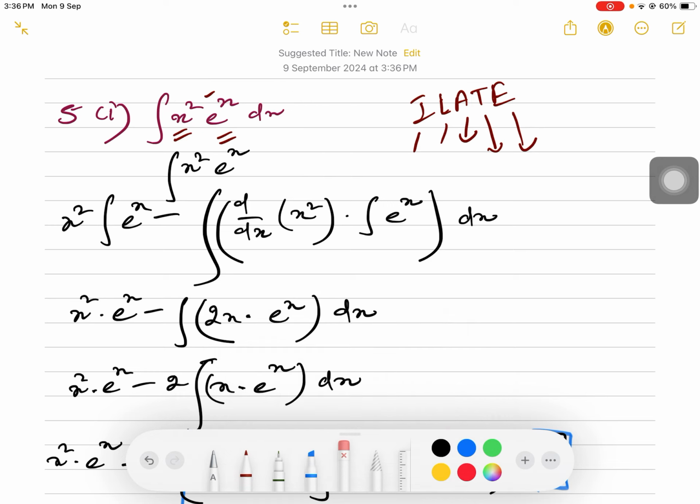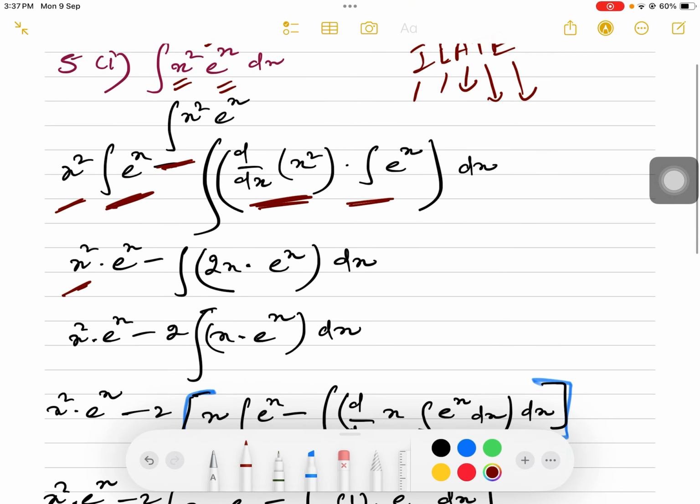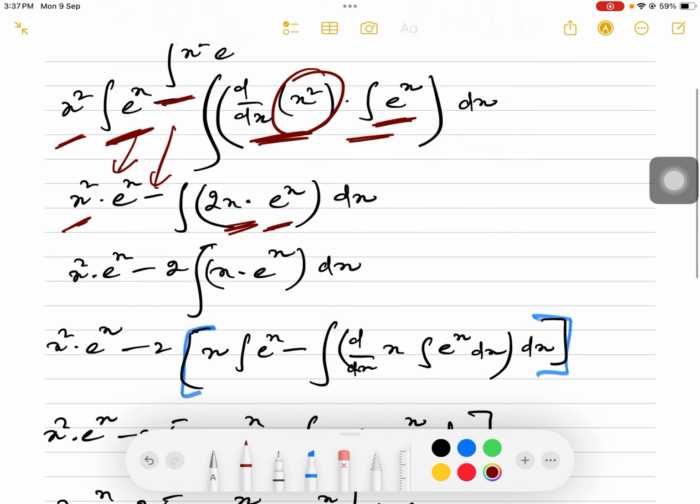Since we have chosen the first function and the second function, now we'll apply the integration by parts formula. First function as it is, integration of second, minus the integration of derivative of first into integration of second. So x square as it is, integration of e power x will be just e power x only, minus the integration of derivative of x square, which is 2x, into integration of e power x, which is e power x only.